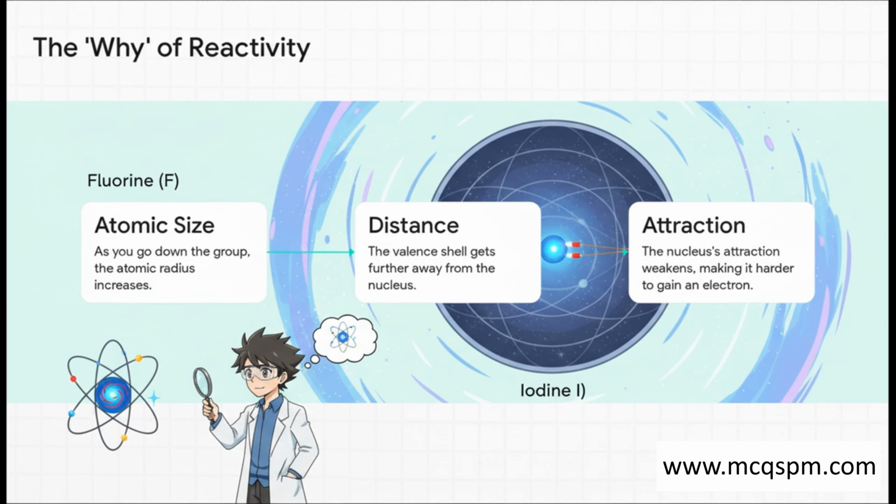how badly it wants to grab one more electron to get a full outer shell. Here's the logic. As you go down the group, the atoms get bigger. Imagine the nucleus is like a magnet in the very center. For a small atom, like fluorine, that outer shell is really close, so the magnet's pull is super strong. It can easily snatch an electron. But for a big atom, like iodine, the outer shell is much, much farther away. The nucleus's pull gets way weaker over that distance, which makes it harder to attract that final electron. And that means it's less reactive.